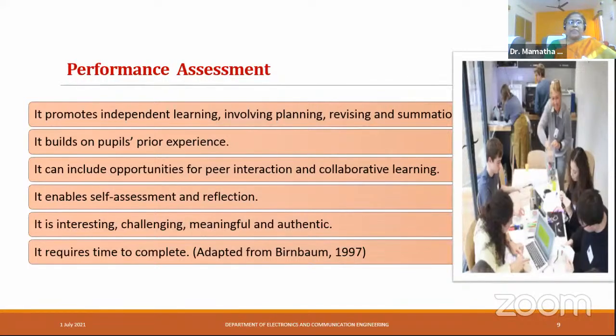So it is really requiring a lot of our capabilities to assess also. Why? Because the student is using so many skill sets of his to implement this task.